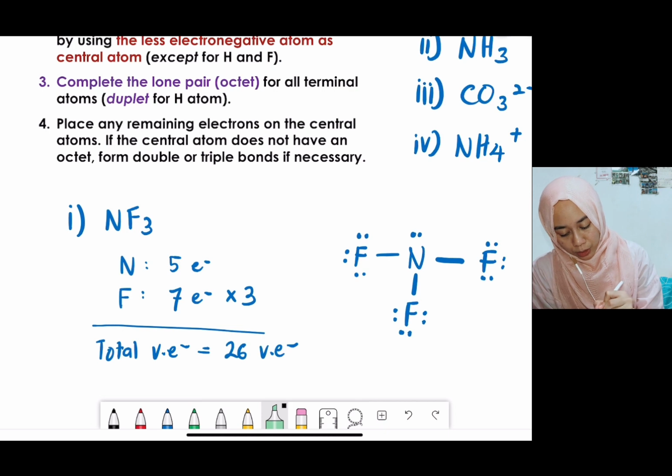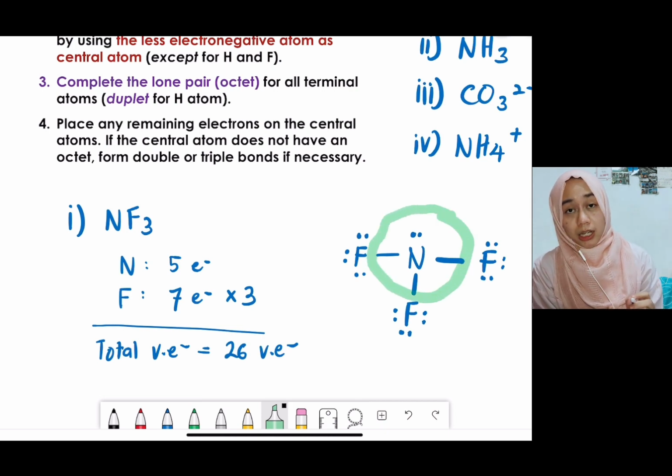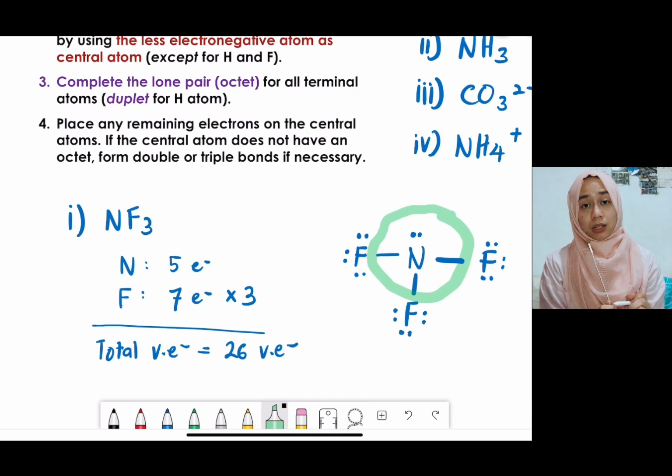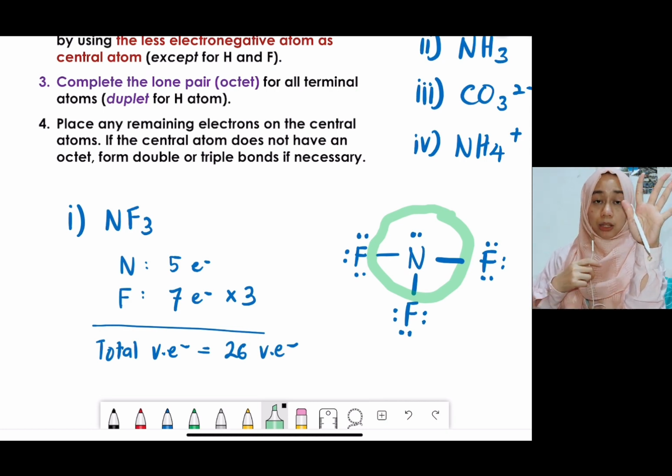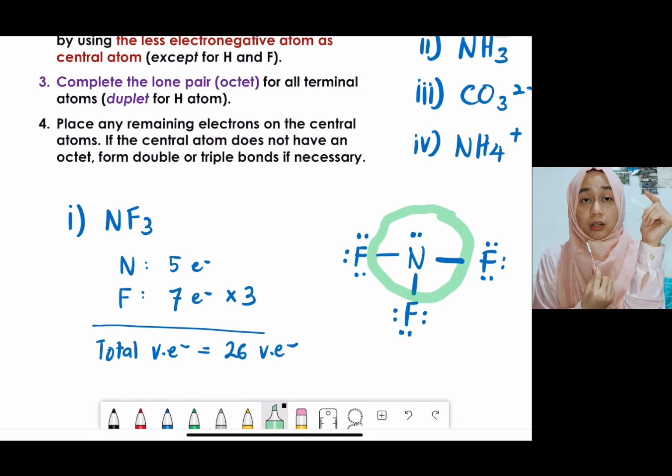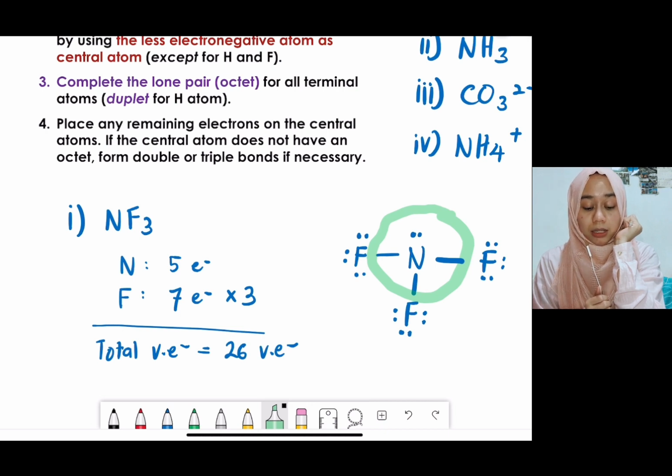Okay, so kita bulatkan segala elektron yang sekeliling kita punya nitrogen. Okay, so now nitrogen, it has 3 bonding pair and 1 lone pair. So, kalau 3 bonding pair, meaning ada 6 elektron. So, kalau ada 1 lone pair, bermaksud ada 2 elektron. So, 2 tambah 6 ada 8 elektron. Bermaksud, nitrogen pun dah mencapai octet. So, our central atom now has an octet configuration.